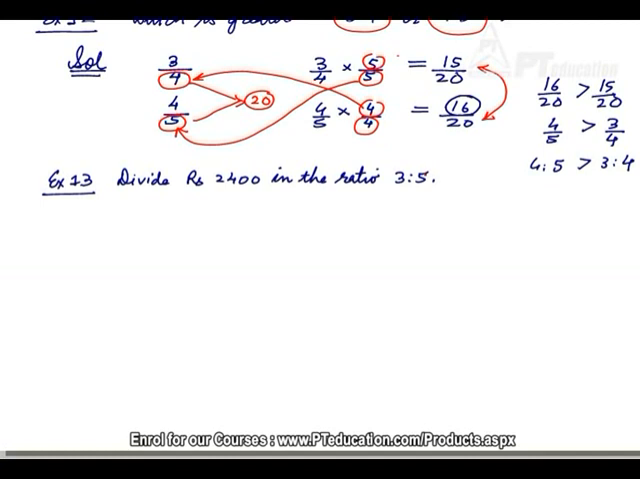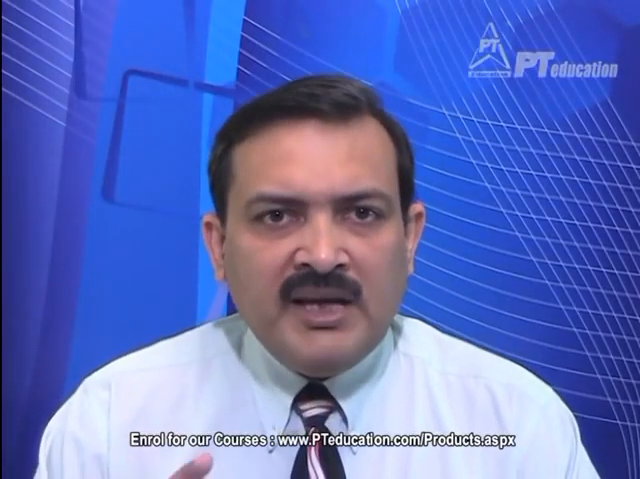In the notepad we can see example 13 says, divide rupees 2400 in the ratio 3:5. Now what will be our approach? Before I start writing the solution, what will be our approach? 2400 rupees is to be divided in two parts, 3:5. The two parts bear a ratio of 3:5 to each other.